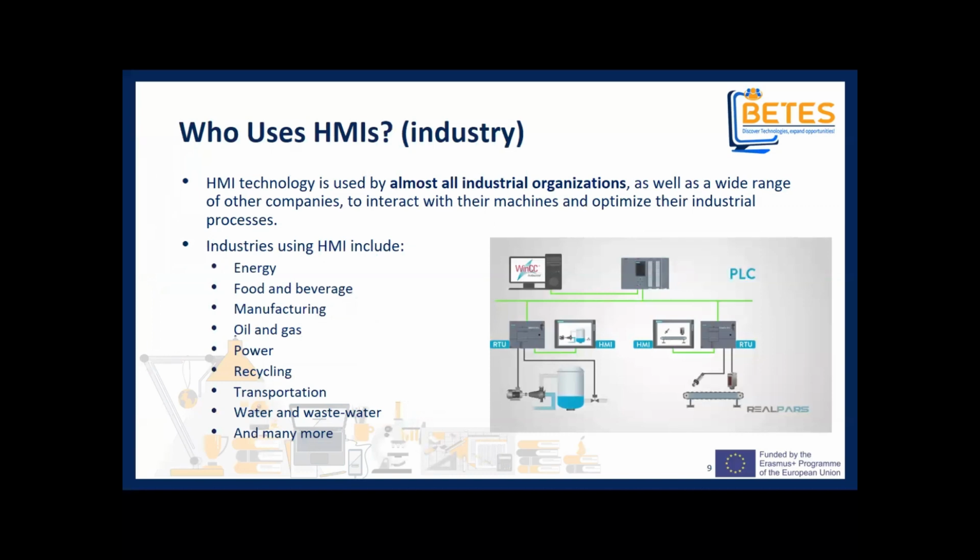So if we have a bigger facility in an industry, for example, like in this animated picture, we can use HMIs to interact with the machines and optimize their several industrial processes. In this picture, you can see HMIs connected to several elements of the industry, of a certain industry. We have RTUs and PLCs, we will discuss about this later.